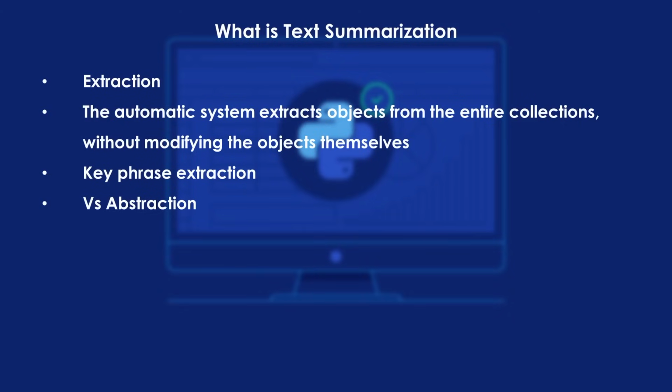So there are two techniques. The first one is extraction, which returns the document without modifying the objects, but as a minimalistic version using only important sentences. The second one breaks down the entire text into multiple objects, and then builds meaningful sentences using natural language processing by paraphrasing the sections, and then we get the summarized text.